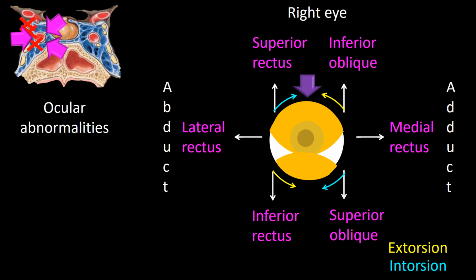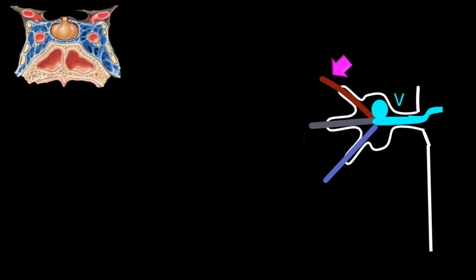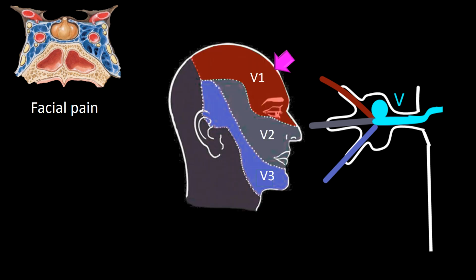In addition to ocular abnormalities, cavernous sinus thrombosis involves V1, that is the ophthalmic branch of the trigeminal nerve, leading to pain in the scalp, forehead, and eye, and involvement of V2, the maxillary branch of the trigeminal nerve, producing similar symptoms in the cheek and nose.